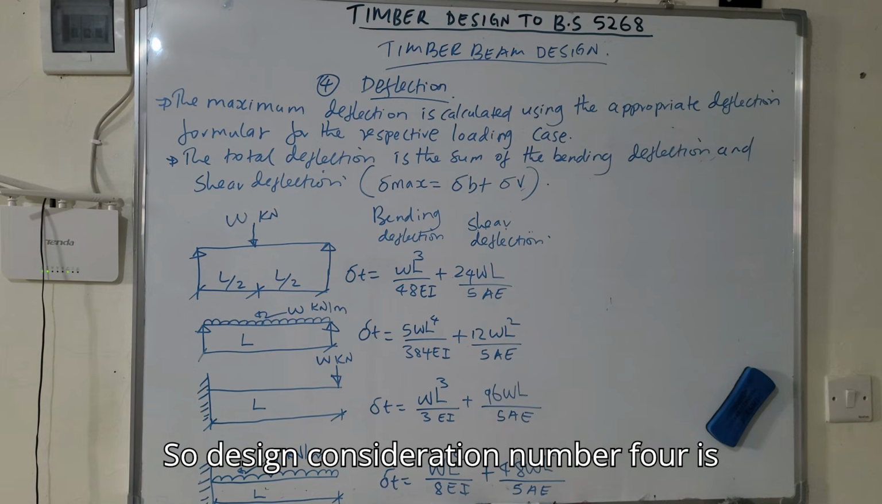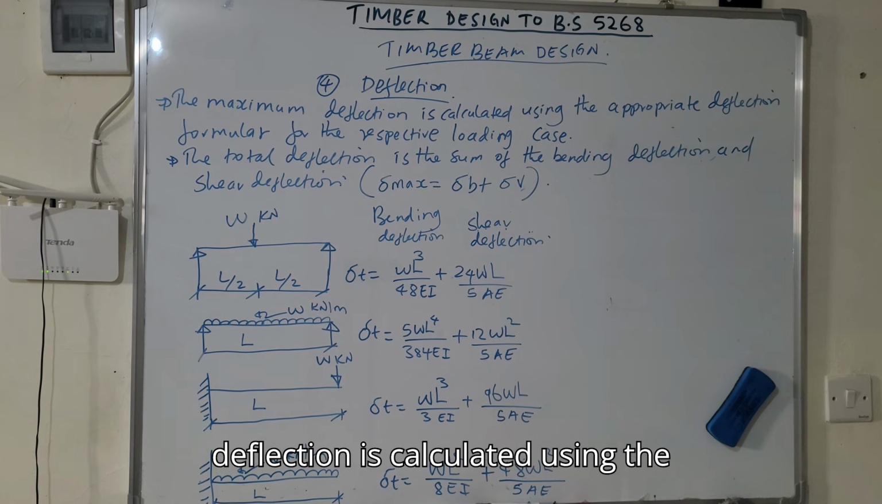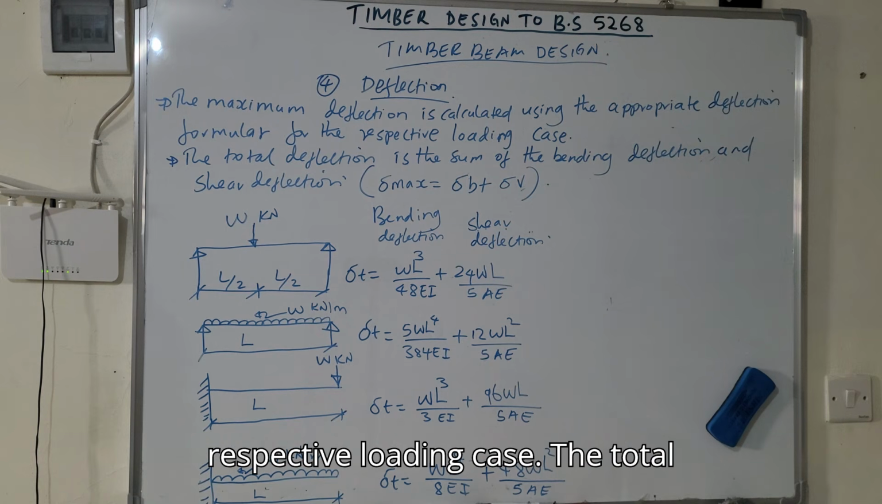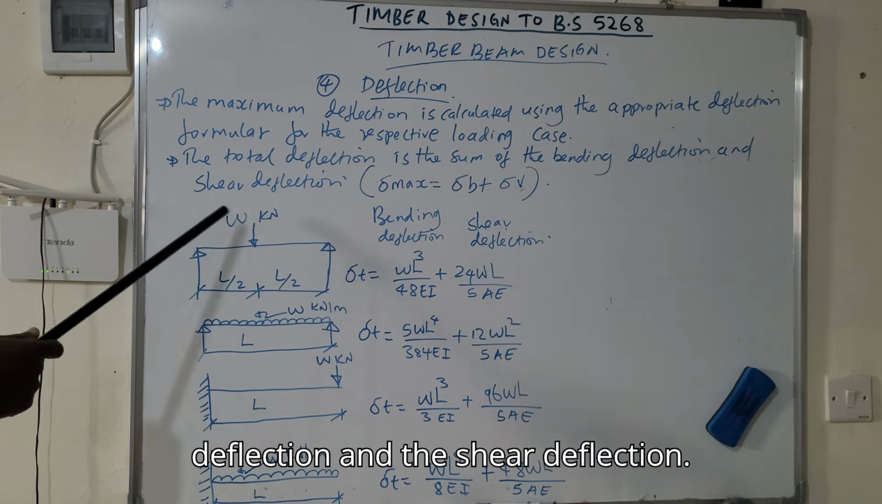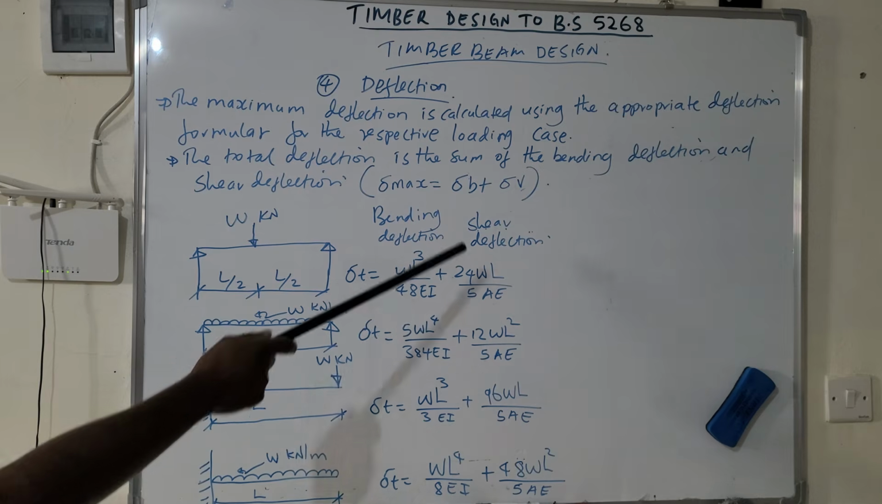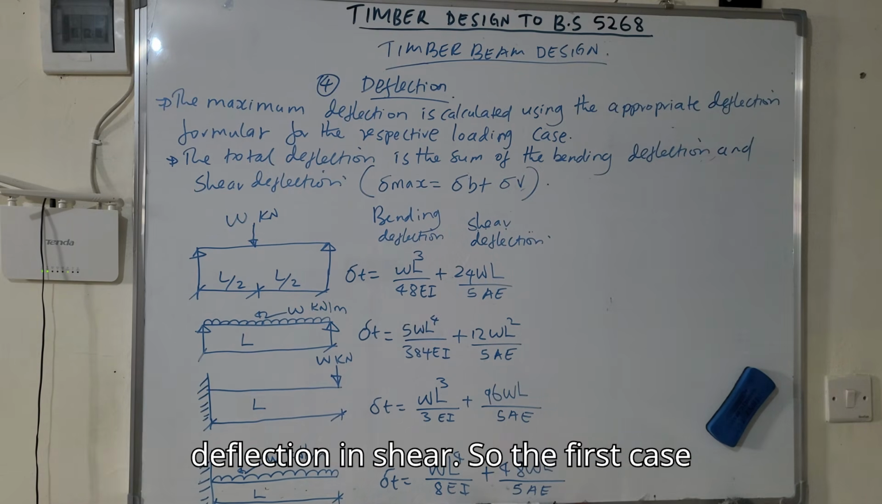So design consideration number 4 is deflection. The maximum deflection is calculated using the appropriate deflection formula for the respective loading case. The total deflection is the sum of the bending deflection and the shear deflection. So in bracket, the total deflection is equal to deflection in bending plus deflection in shear.